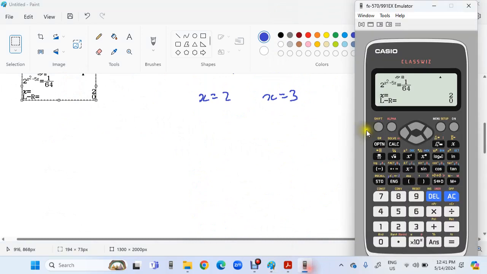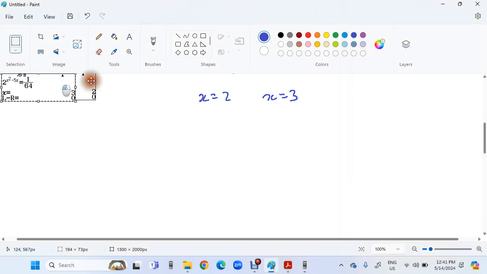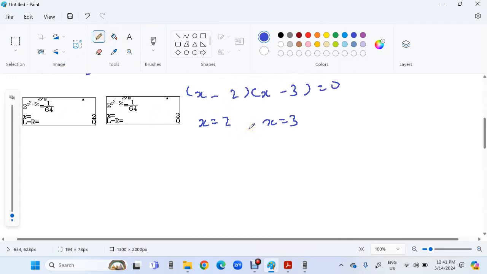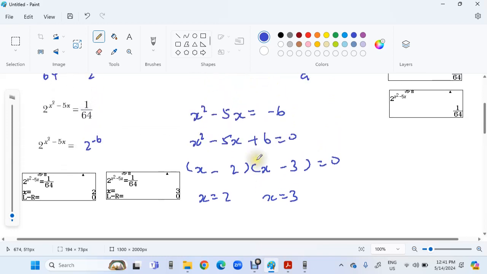As well as this one, I start with another value, maybe I start with 4. Then it will come back to 3. So one of the disadvantages of solve is that it can only find one solution at one time. Any equation, even with log, with one unknown only, we can use solve in the calculator.